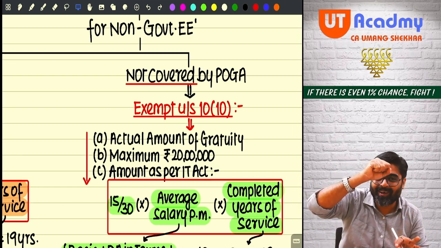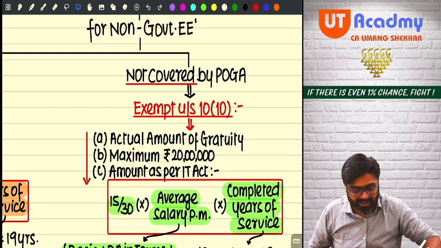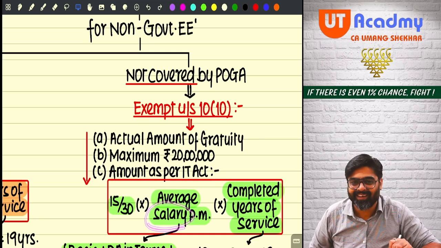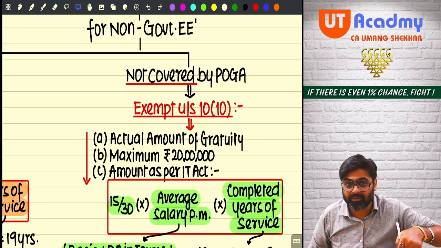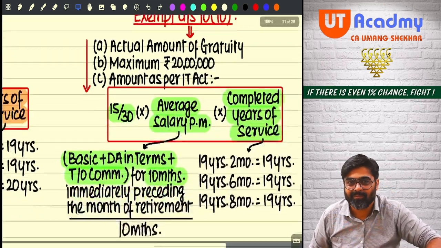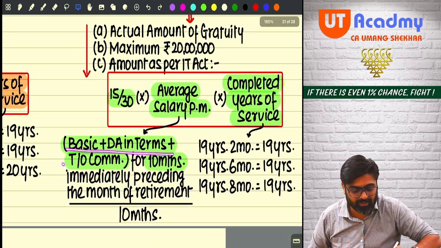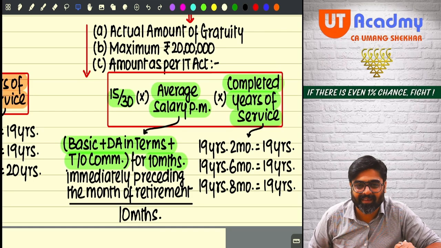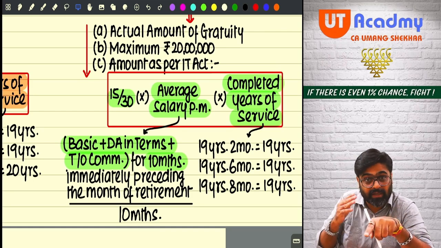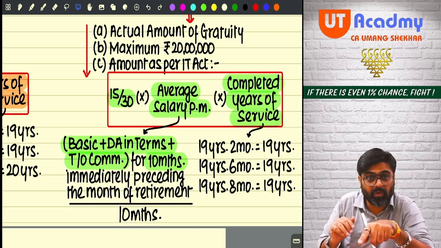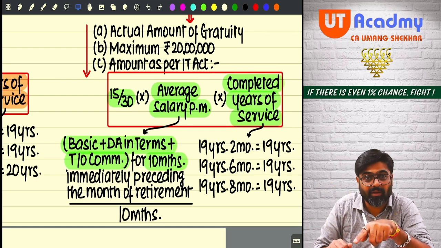Not from any law. So here in this limit, can you see salary? Now tell me, what will you take in this salary? Golden rule. Basic, DA in terms and turnover commission. But this you are not supposed to take for the last month. Huh? No. Because it will be a blunder.